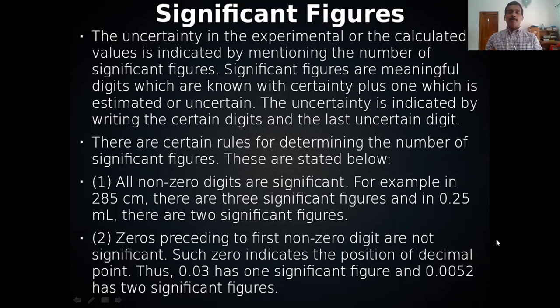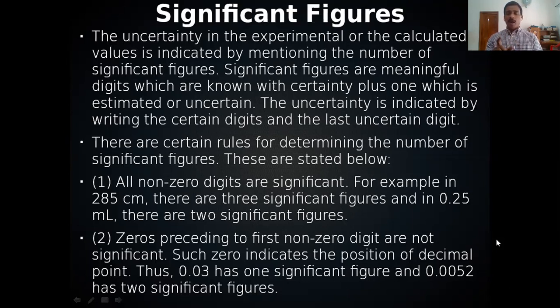And to find out number of significant figures in a given data, there are certain rules. You have to study all these rules very well, then only you can find out number of significant figures. The first one, all non-zero digits are significant. For example, 285 centimeter, all the digits are non-zero. Therefore, number of significant figures, 3.